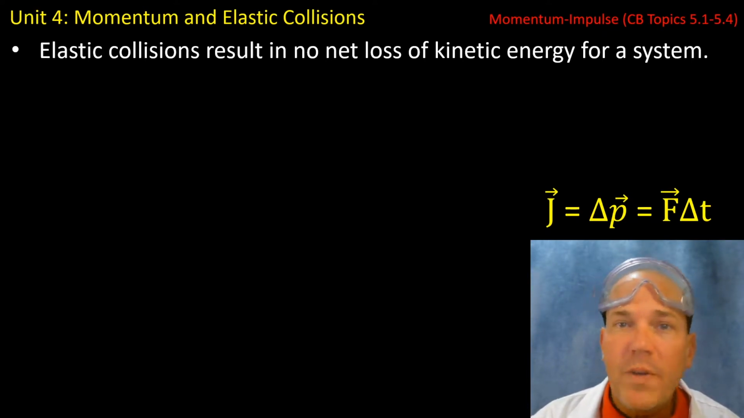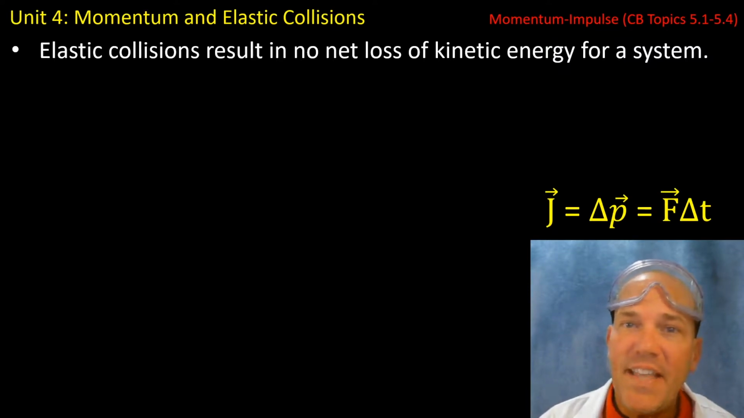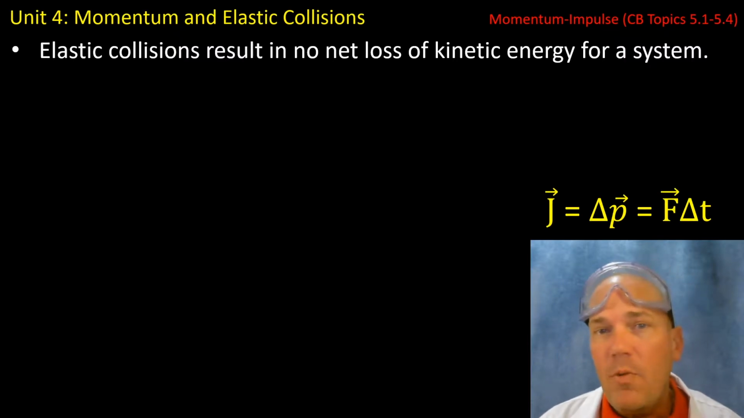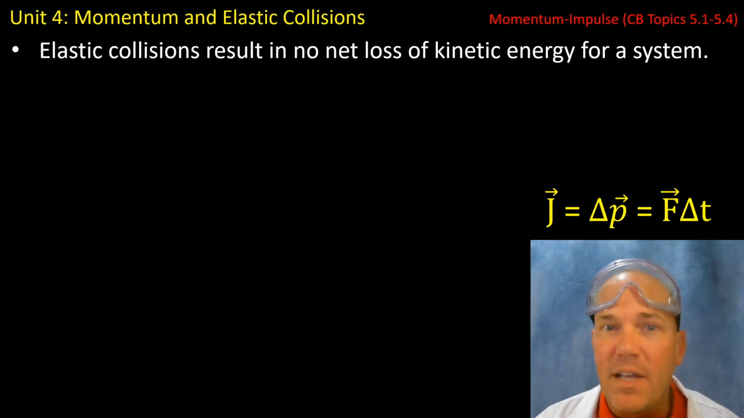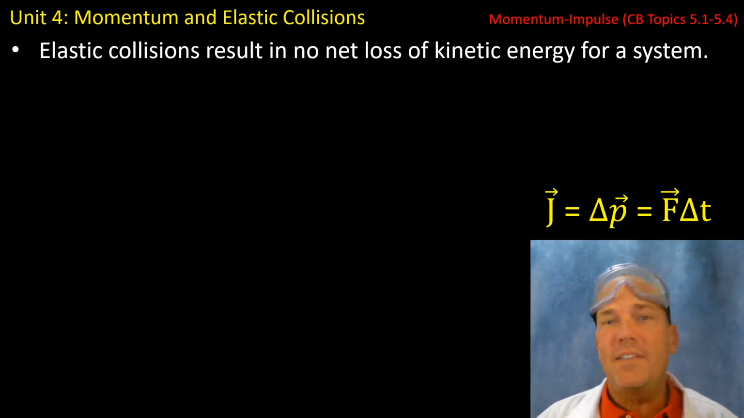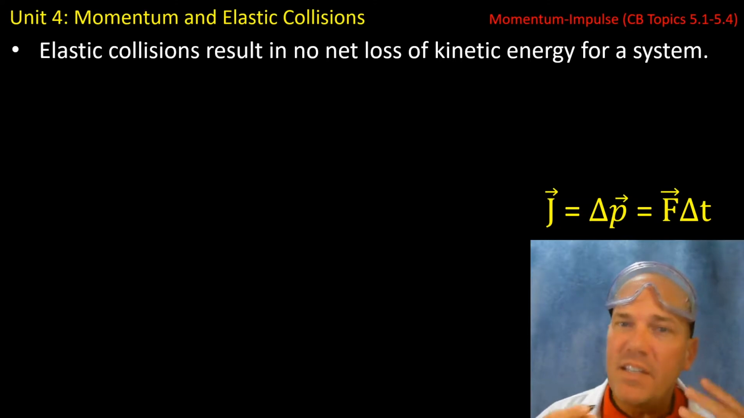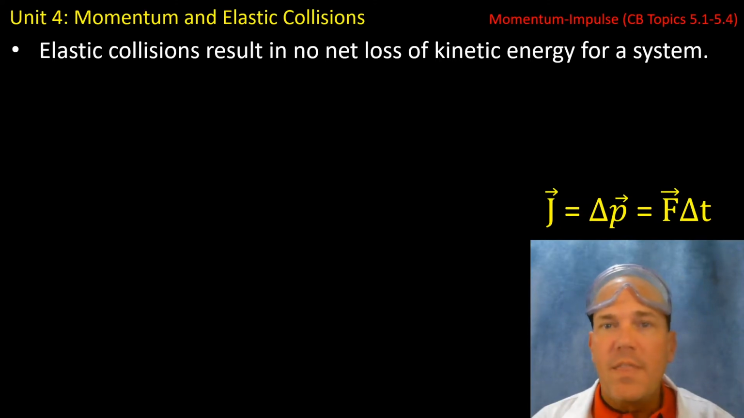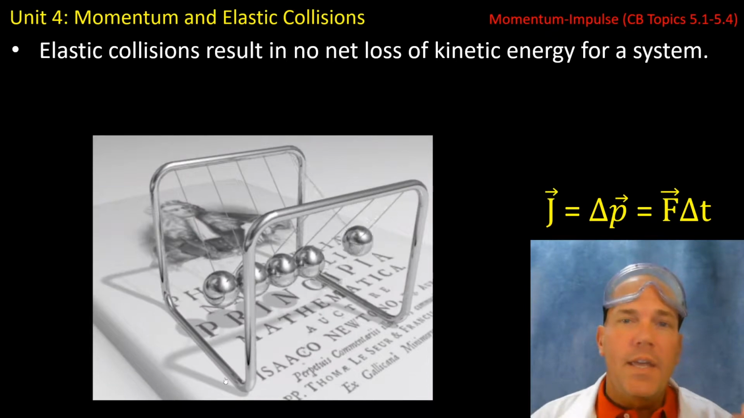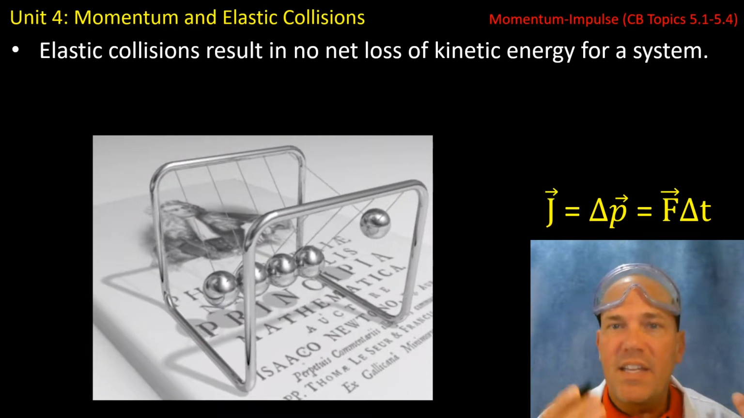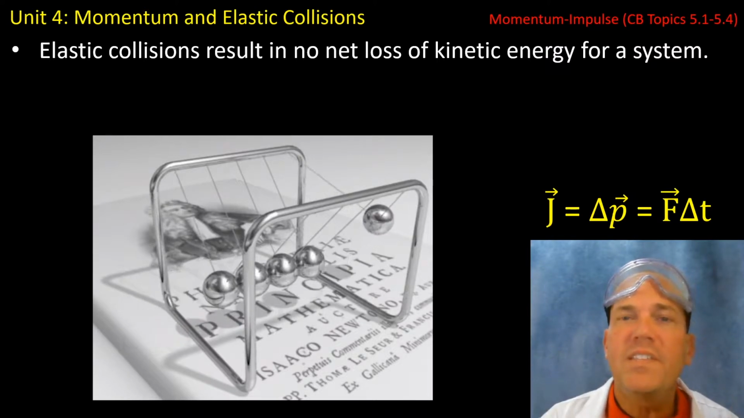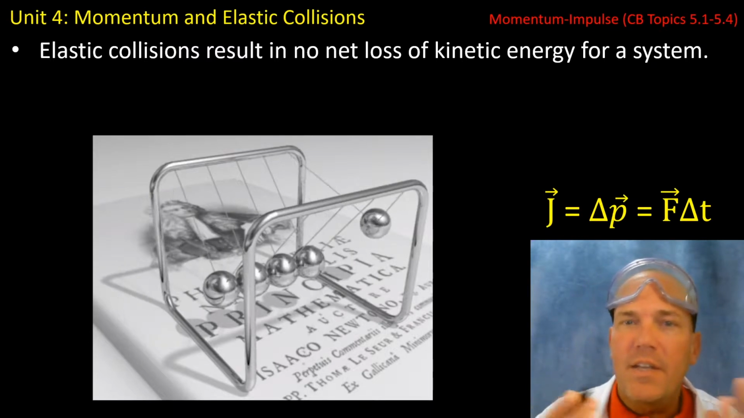In nature, we see perfectly elastic collisions solely on the atomic level. However, there are numerous systems on a macroscopic level that can also be classified as elastic collisions. For example, this Newton's cradle is an example of an elastic collision in which the kinetic energy for the system is the same before and after the collisions.